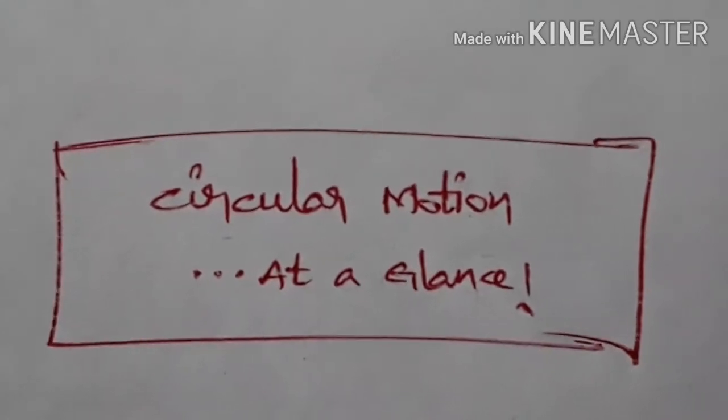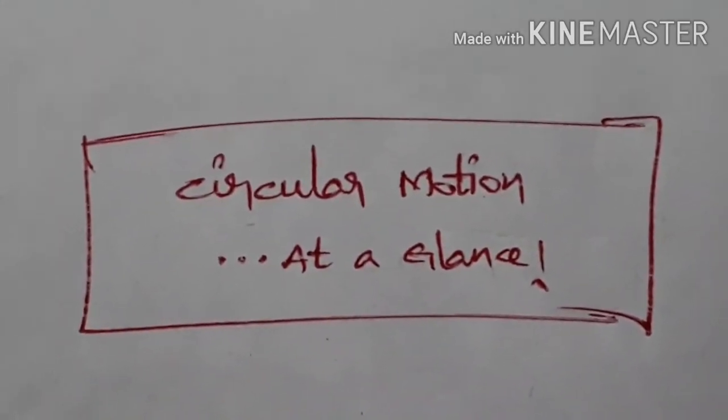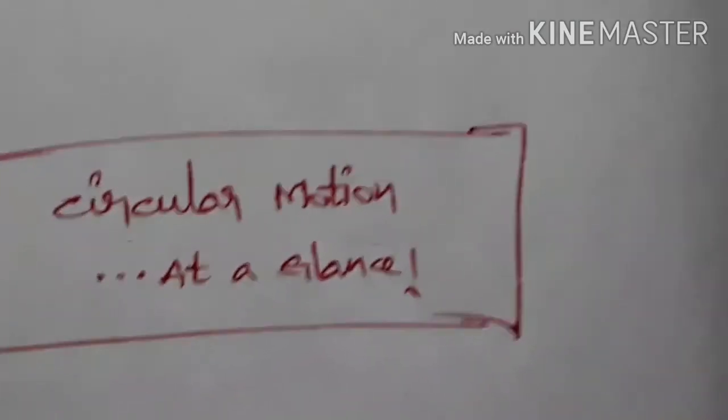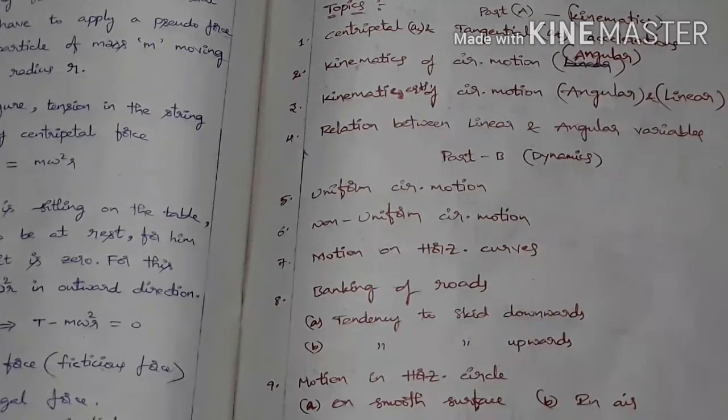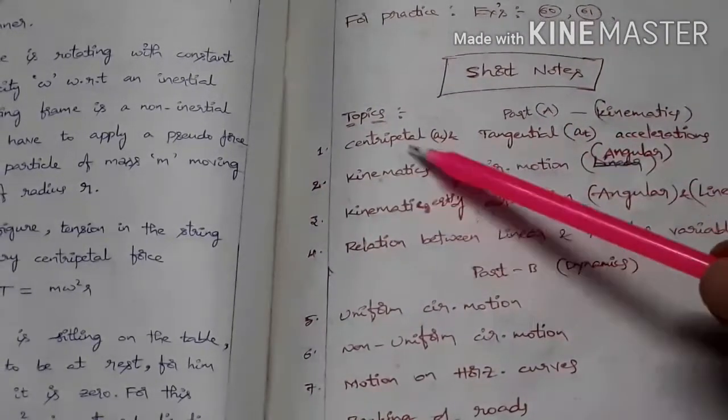Our next topic is circular motion at a glance. Let us see the topics. I have divided this chapter into two major parts. Number one is kinematics and number two is dynamics. So in part A, kinematics, there are four topics here.